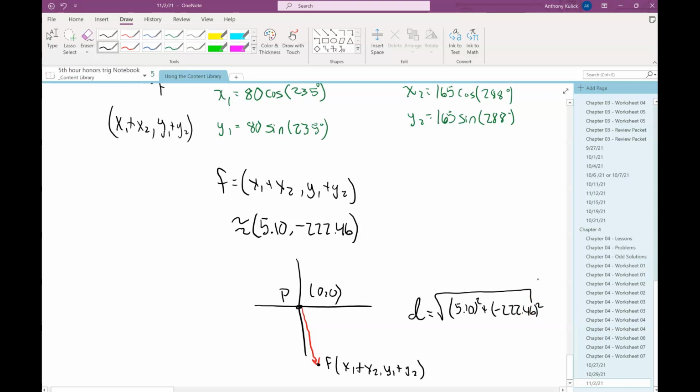It's really 510 minus 0 squared plus negative 222.46 minus 0 squared. But the minus zeros don't really matter, right? Will this always be the case? Yeah. Why would you fix your starting location at anything other than the origin? We're always going to choose the starting location to be the origin. You guys know what I mean?